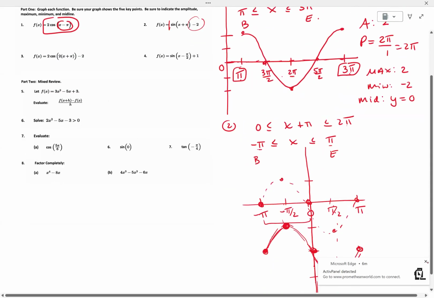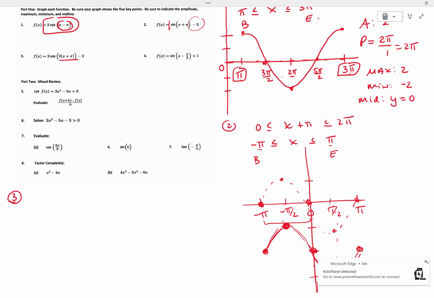In number 3, we got a couple of things to take care of here. So number 3, we're going to have to sandwich that inside stuff once again between 0 and 2 pi. I'm going to distribute the 2 through to make things a little easier.